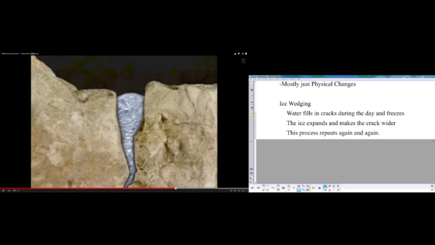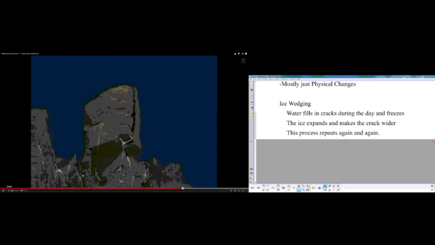As this repeats, this is a very powerful way of breaking up. This is how our roads get so potholed and so bumpy and so broken up, mostly because of ice wedging, and mostly because we have so many cycles of freezing and thawing and freezing and thawing throughout the winter. This will break apart rocks that are bigger than your house. It's very powerful.